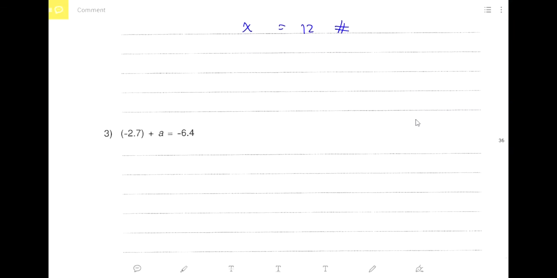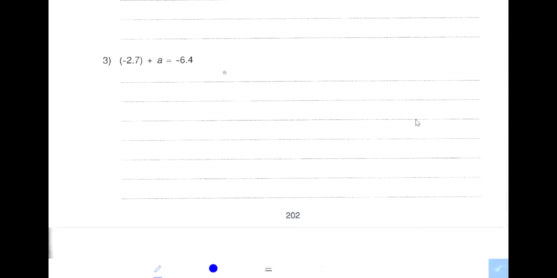Okay, so next problem. Oh, this one is so easy. I'm sorry, I need to write the problem. Negative 2.7 plus a is equal to negative 6.4. So a is negative 6.4, and this is negative, right? Opposite of negative is positive, so you go 6.4 plus 2.7. So your a is, what is it? This is negative something, right? 6.4, 2.7. I'm gonna have a 4 here, and then 3. And it's a negative, right?